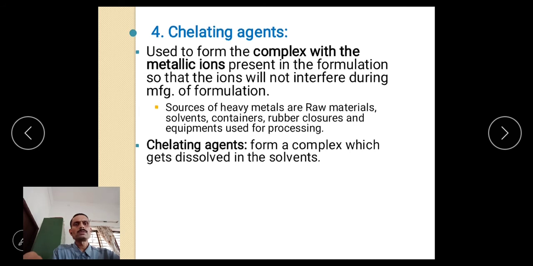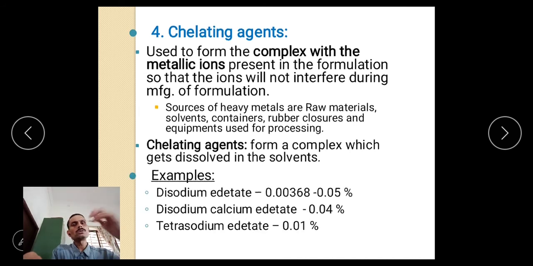Examples are disodium edetate, dicalcium edetate and tetrasodium edetate. These are the examples of chelating agents. They will form a complex with the metals, which may come from the equipment, from the raw material, or from the packing material like rubber closures. So they form a complex and get dissolved in the product itself.